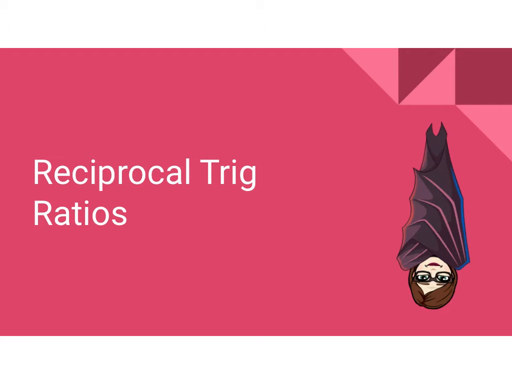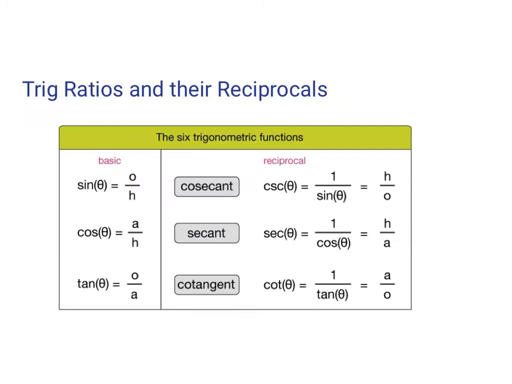Reciprocal trig ratios. Turning SOHCAHTOA on its head. On the left side, you'll see the basic trig ratios that we've already been working with. So sine theta equals opposite over hypotenuse, cosine theta equals adjacent over hypotenuse, and tan theta equals opposite over adjacent. The reciprocal trig functions are simply turning them on their head.